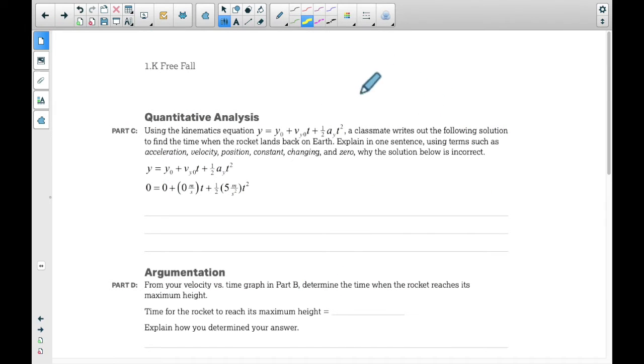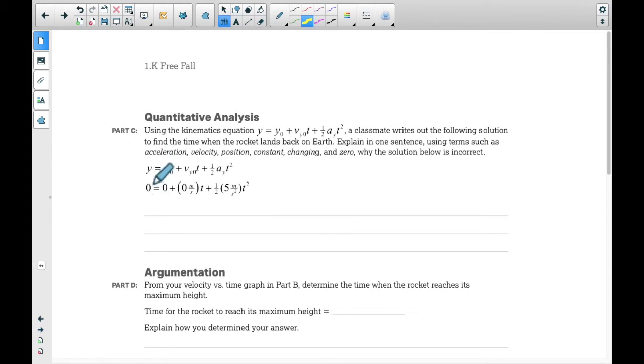Okay, last page. Using the kinematics equation, this is the equation from the equation sheet, a classmate writes out the following solution to find the time when the rocket lands back on Earth. Explain in one sentence using terms such as acceleration, velocity, position, constant, changing, and zero, why the solution below is incorrect. Okay, let's look at what they did.